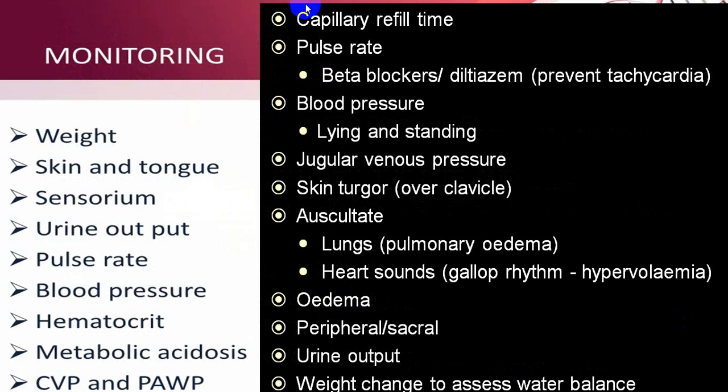And while monitoring, check capillary refilling time, pulse, blood pressure, JVP, skin turgor, and auscultation of the respiratory and cardiovascular systems, particularly for gallop rhythm, and in the lung, basal crackles. Look for peripheral edema, sacral edema, urine output, weight assessment, etc. All those should be done while reassessing.